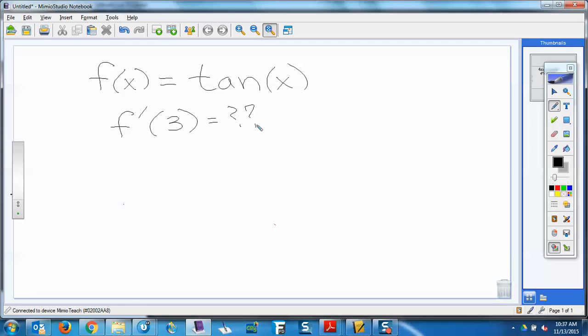Okay? And you can talk with each other if you want. And it says x approaches 0. My directions would be, use the definition of the derivative to set up a limit and use your calculator table to find the answer.